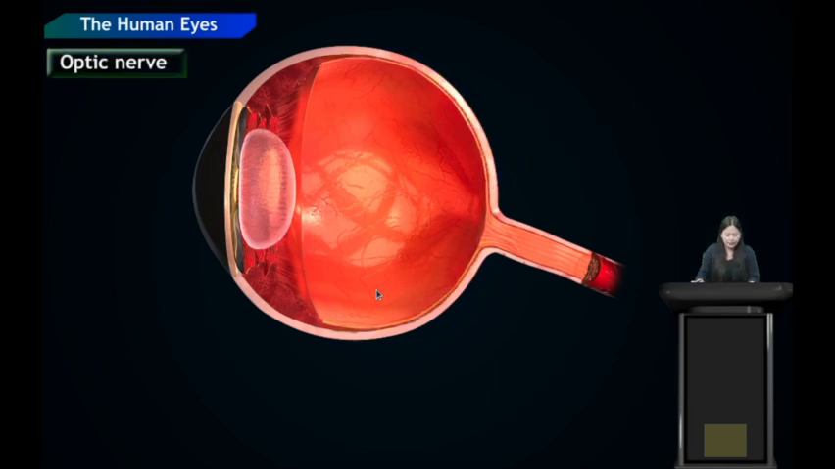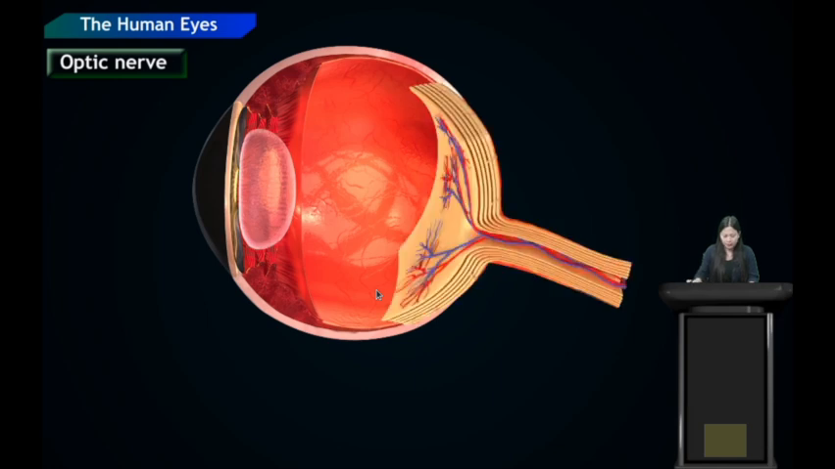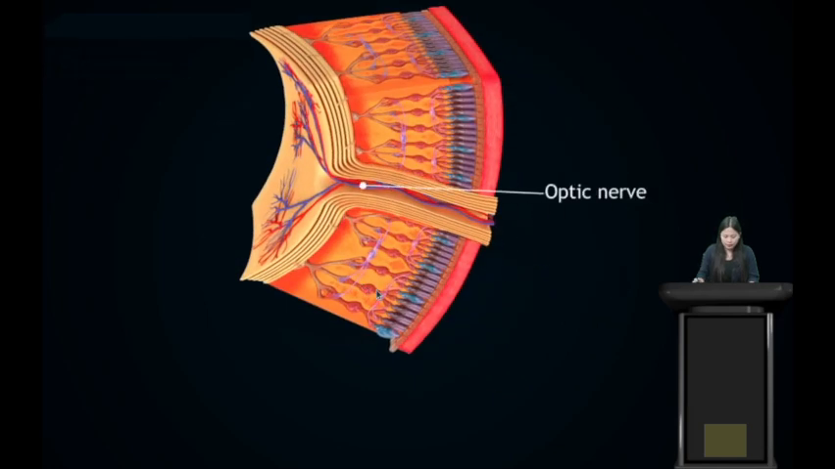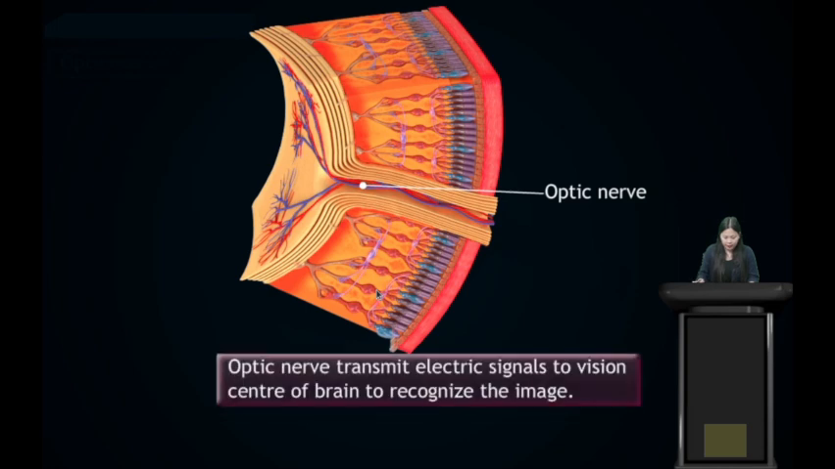The next we have is the optic nerve. We see here the optic nerve, and this optic nerve transmits electrical signals to the vision center of the brain to recognize the image.